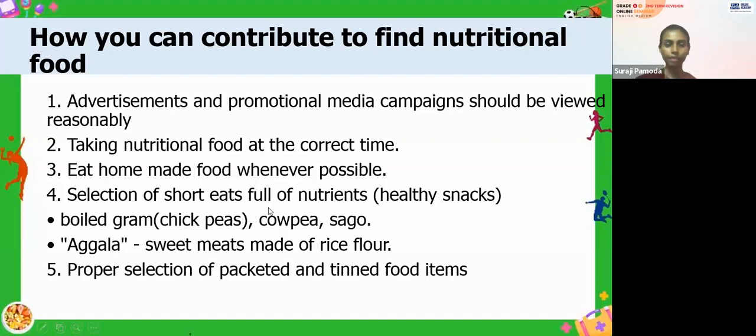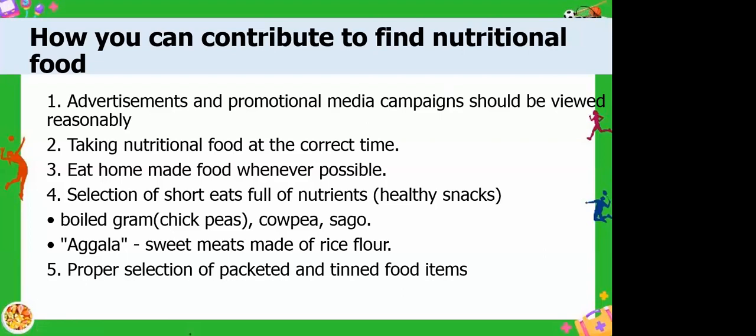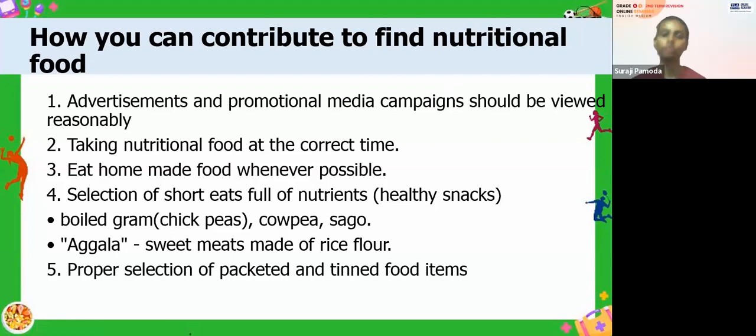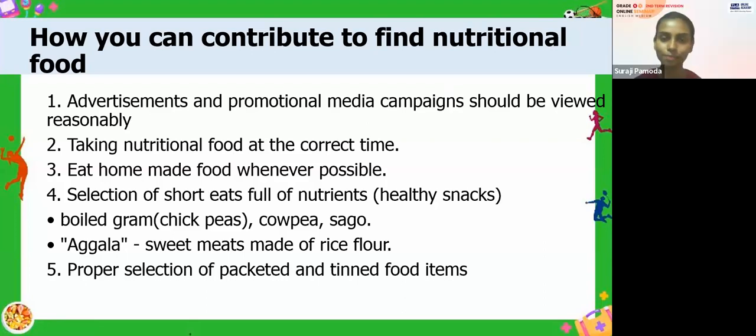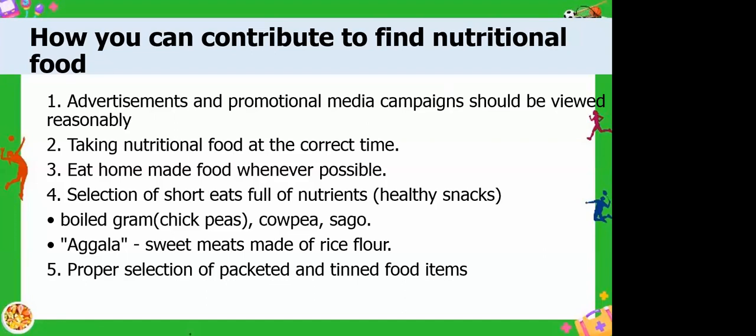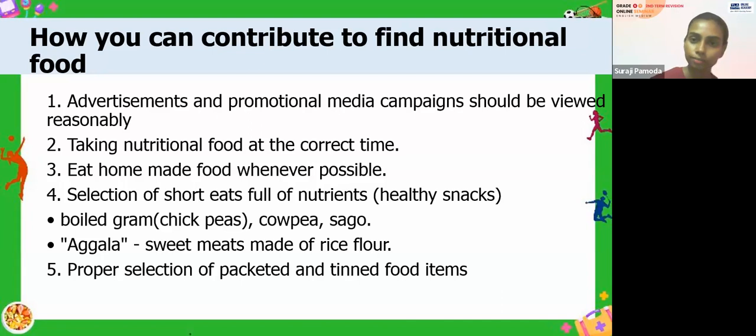Okay, and then proper selection of packeted and tin food items. So tell me, your mother asked you to go and buy a salmon tin. So what things do you look at in the shop before buying the salmon tin? Expiry date, yes, expiry date. Manufactured date, price, yes. Any other things when you are buying a tin? Ingredients, yes, ingredients.